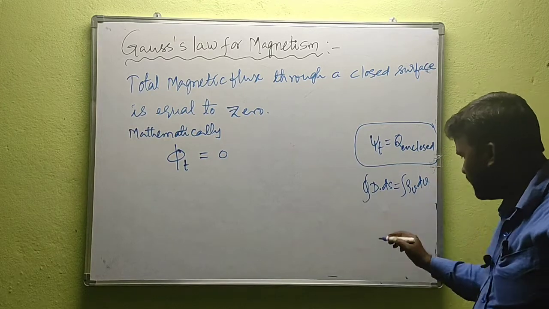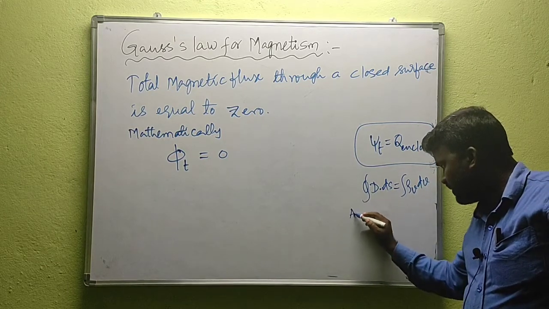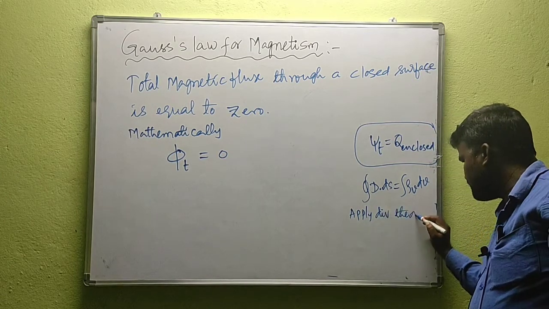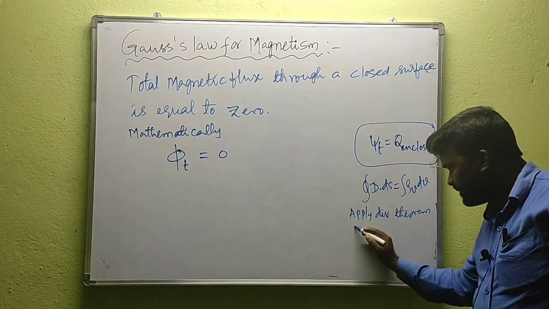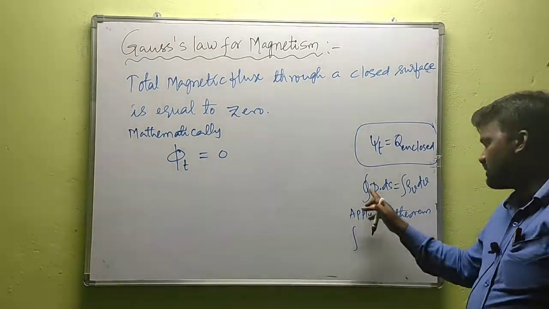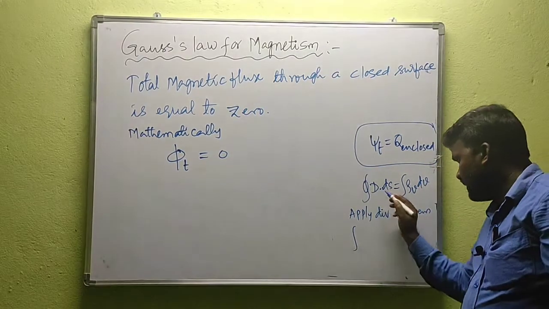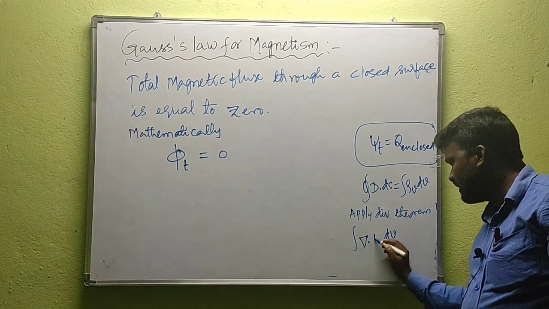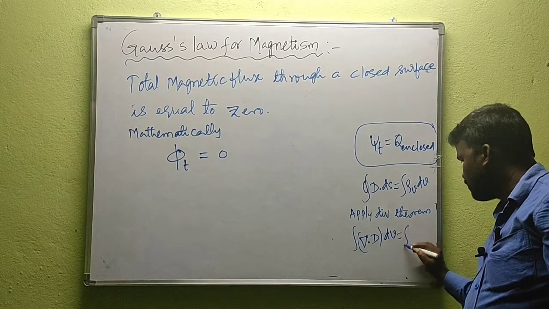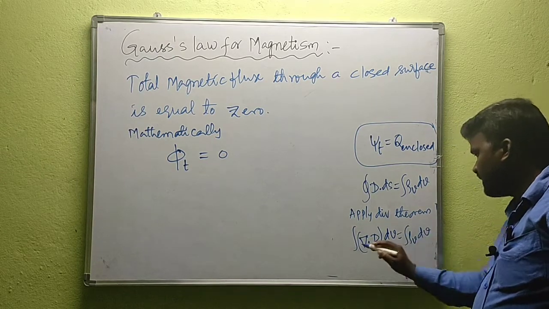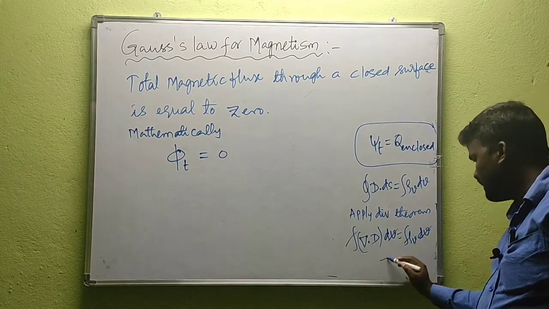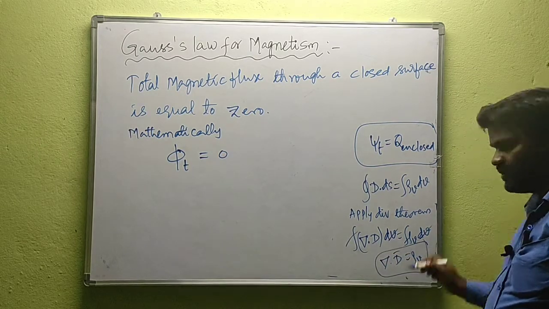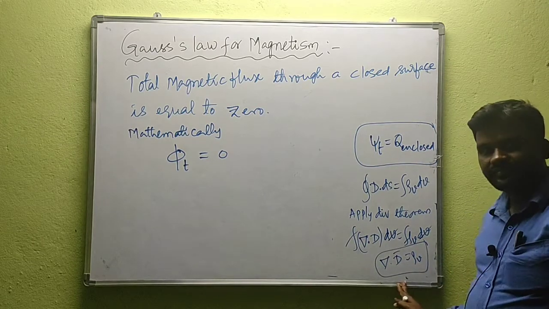After this we apply the divergence theorem, which is used to convert a closed surface integral into a volume integral. The closed surface integral becomes a volume integral and the vector becomes the divergence of that vector, that is, del dot D dv equal to the integral of rho v dv. As the integrals are equal, the integrands should be equal. Therefore del dot D is equal to rho v.